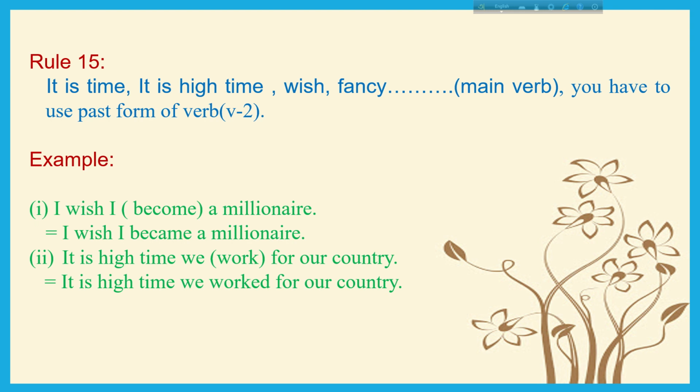I wish I become a millionaire. Here we find the word wish. So we have to use the past form of verb. So the answer will be: I wish I became a millionaire.